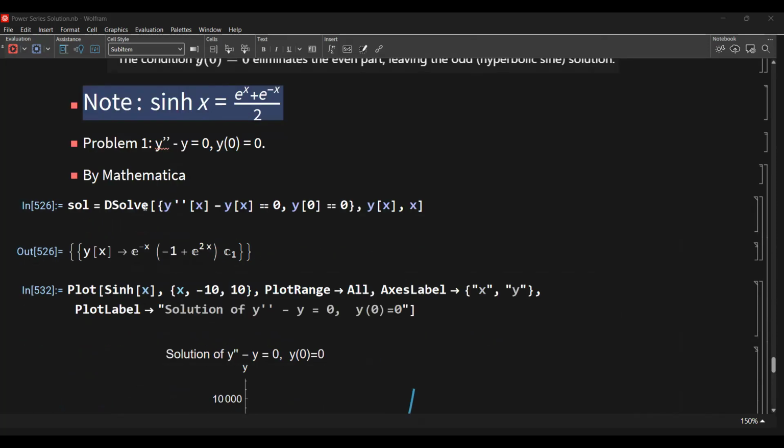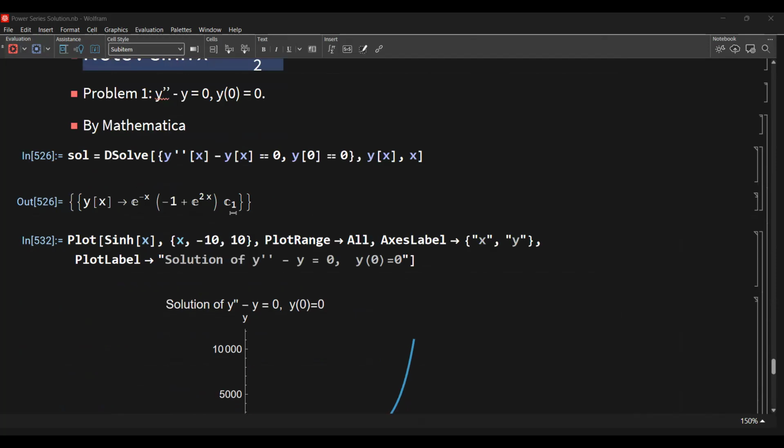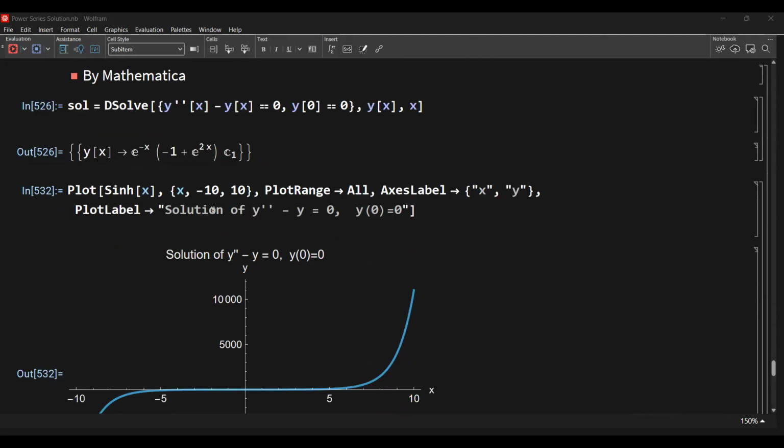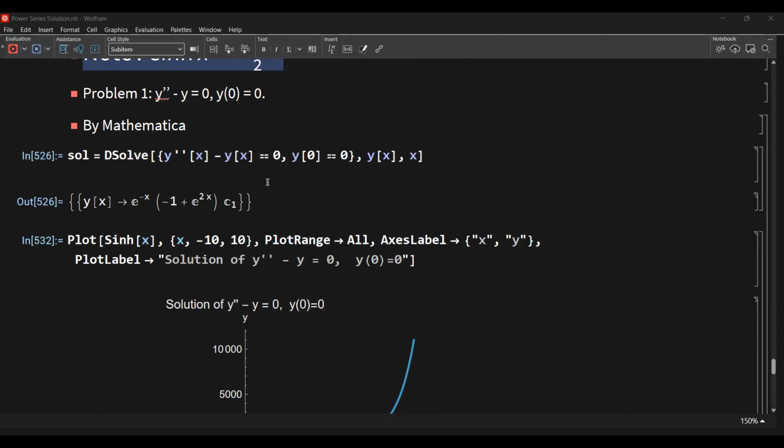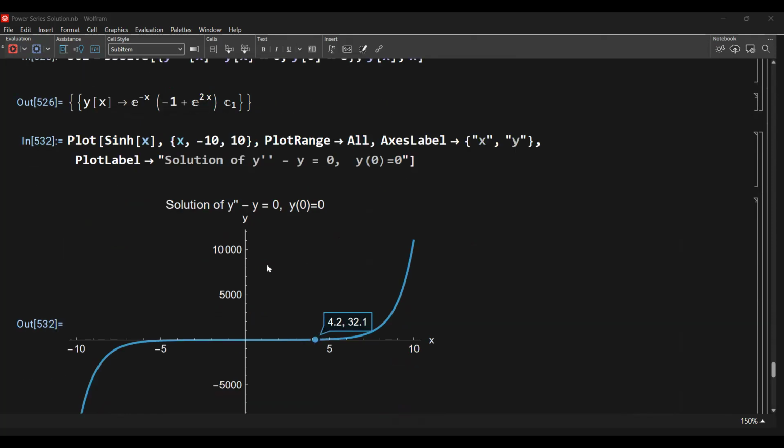So by using Mathematica here, we have the C sub 1 here, so the general solutions. So the general solution here is, so this one, this is a hyperbolic sine. And by plotting the solution here, the plot of the solution of the differential equation here is this one. So y double prime minus y equal to 0, y of 0 equal to 0 here.